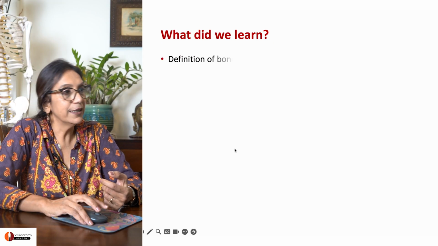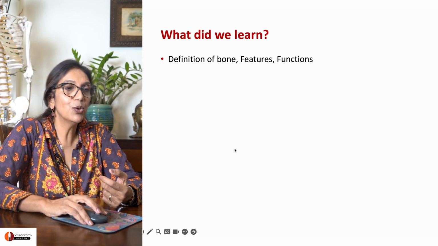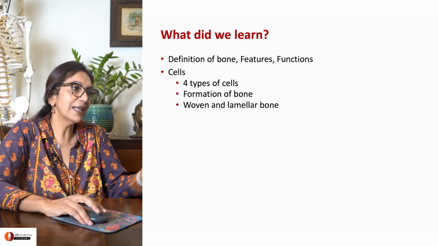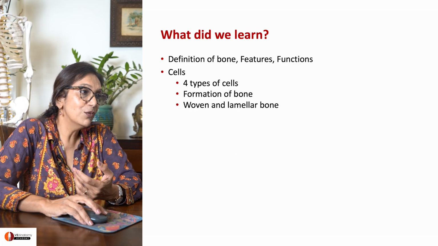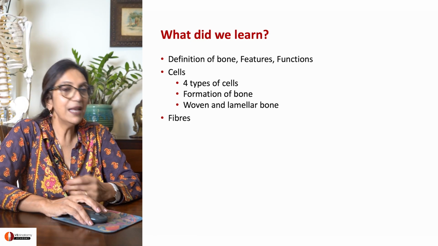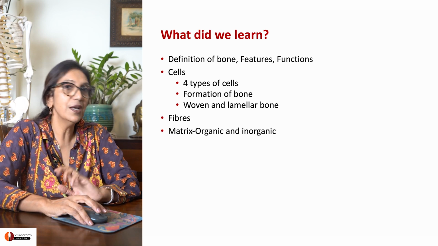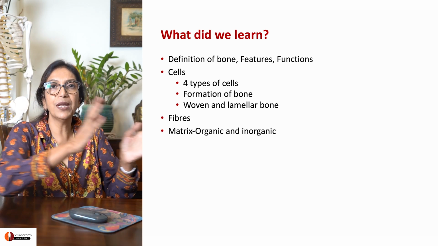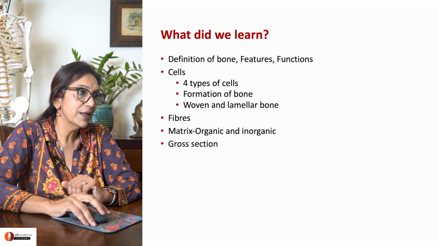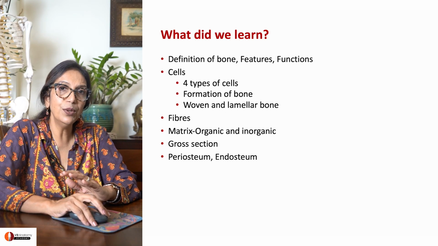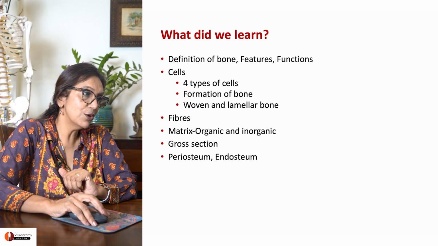So what did we learn? We learned how to define bone, its functions. We talked about the types of cells, the type formation of bone, woven and lamellar bone. Then we talked about fibers, collagen fibers and their organization. In matrix, we talked about organic and inorganic matrix. Then we went on to talk about a gross section of bone. What is periosteum? What is endosteum?